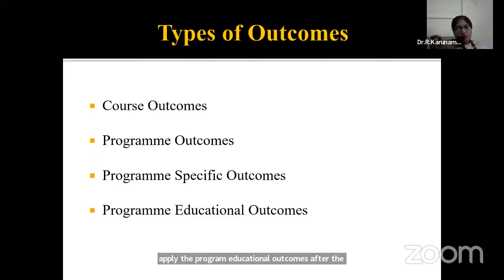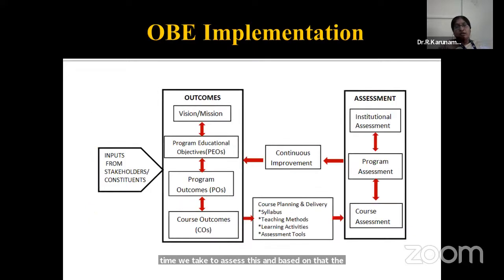So program educational objectives are broad statements that describe the career and professional accomplishment that the program is preparing graduates to achieve within 3 to 5 years after graduation. How the knowledge and the skill sets are applied in a career after 3 years and before 5 years. We take 3 to 5 years to assess this, and based on that, the changes can be brought in the curriculum.